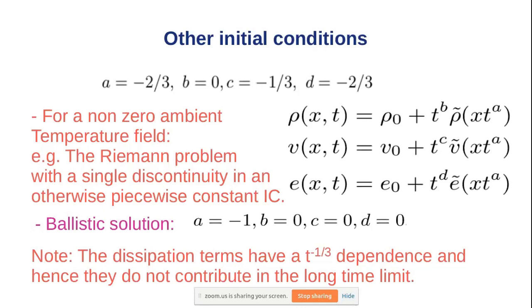Okay. But now what we are saying is now we want to see what happens if we add a dissipation term. Why are we right to say that I can neglect the dissipation term? And the answer is the dissipation terms under this scaling have a t power minus 1/3 dependence, which shows that in the long time limit it does not contribute. In the long time limit, the dissipation terms do not contribute to the solution, which is why I was right to neglect them. Had it been a t power 1/3 dependence or something like that, I could not have done this.